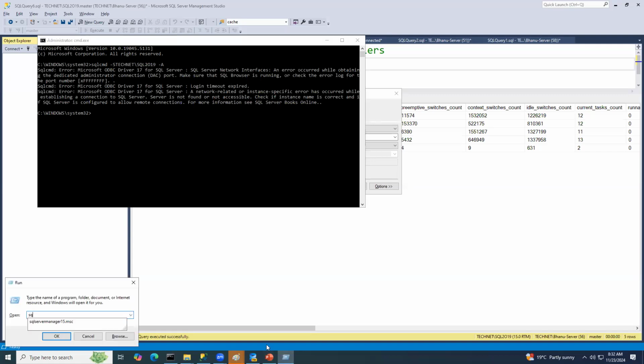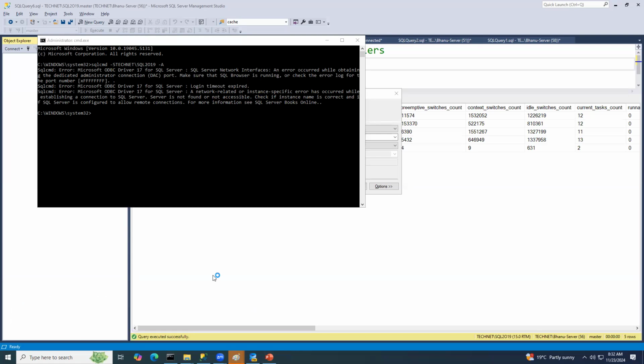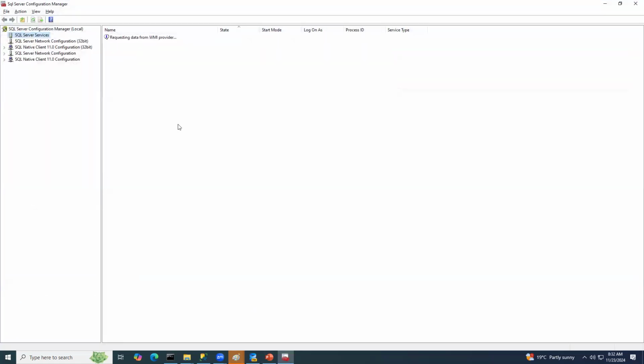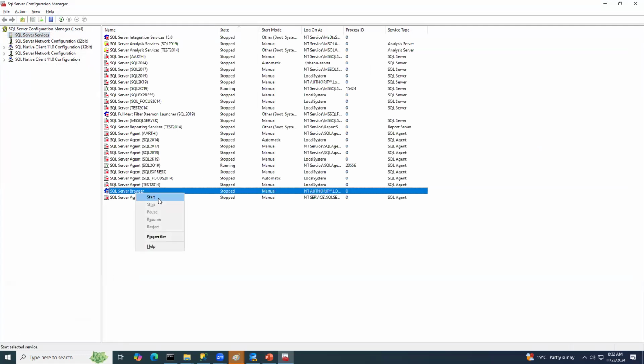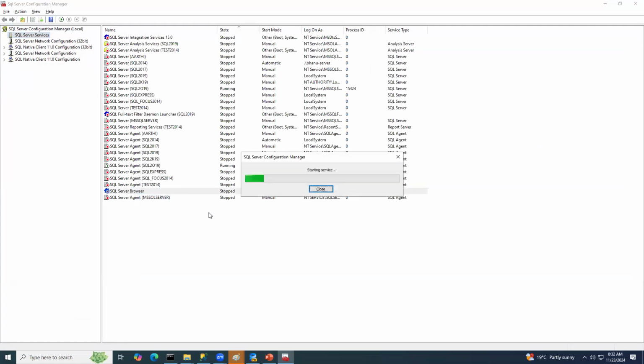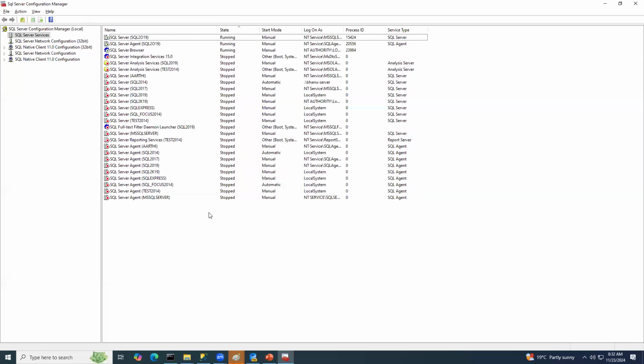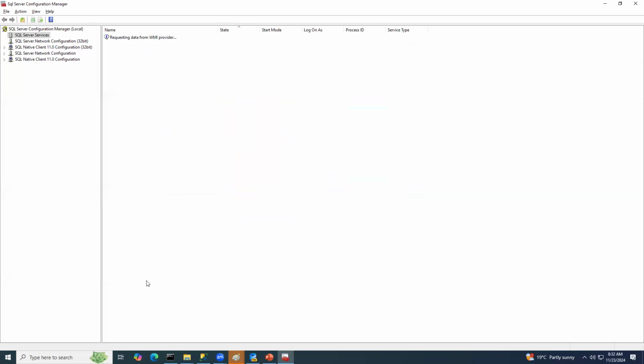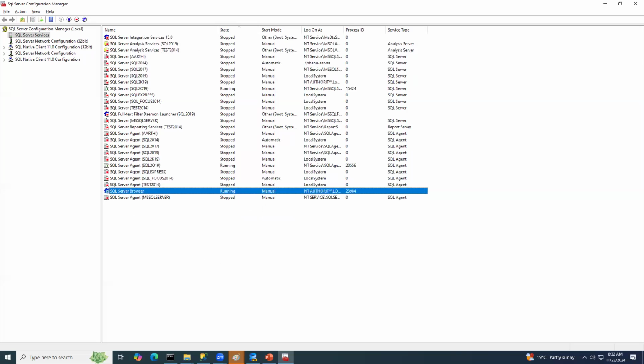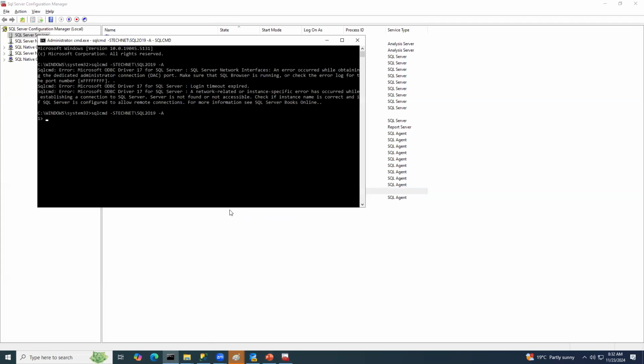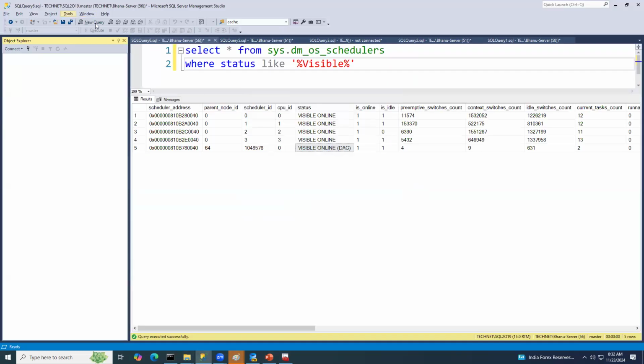Browser by browser. See here. Select star from sys dot with... what's the query.